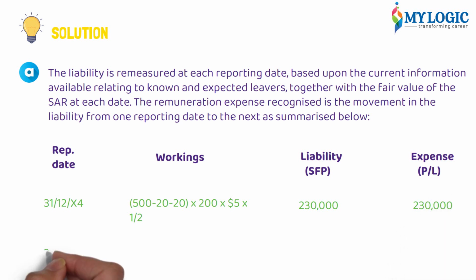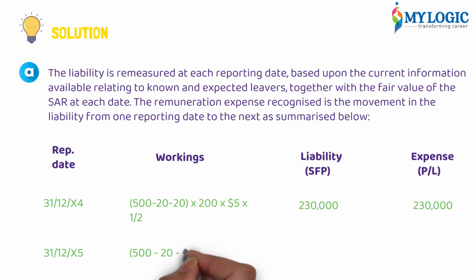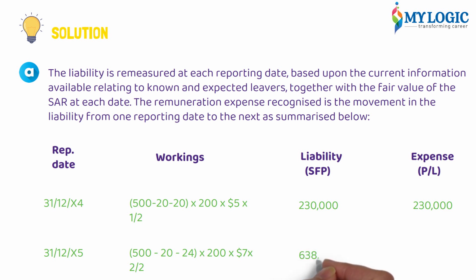For reporting date 31st 12/2015, workings: 500 minus 20 minus 24 multiplied by 200 multiplied by $7 multiplied by 2 divided by 2. Liability SFP $638,400. Expense P&L $408,400.